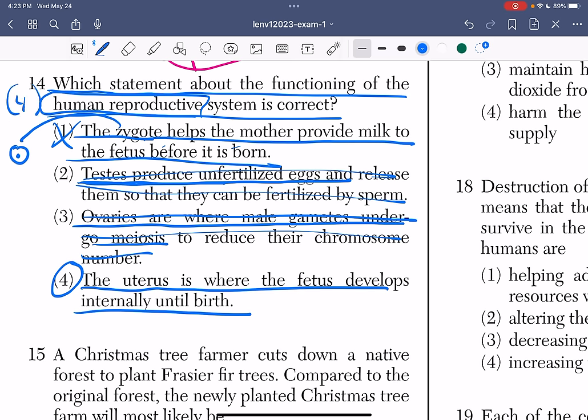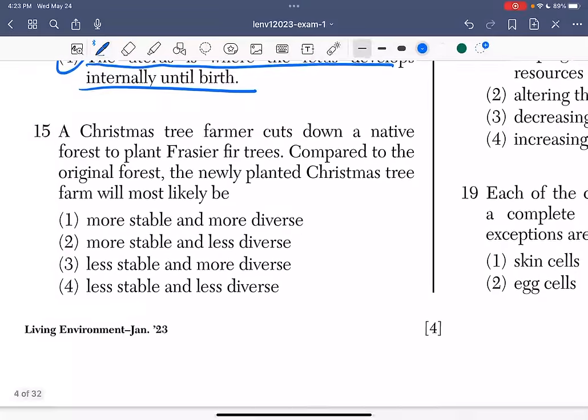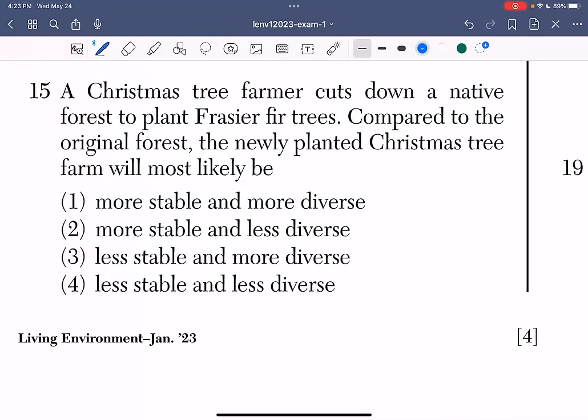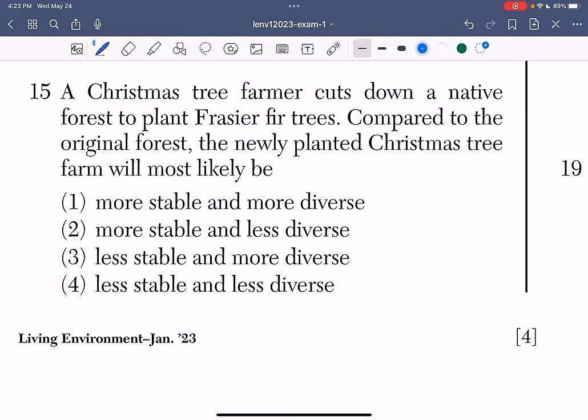For those of you who really know the reproductive system, this was really silly. If you didn't know the reproductive system and you're learning as we go along, that's okay. We all have different backgrounds.